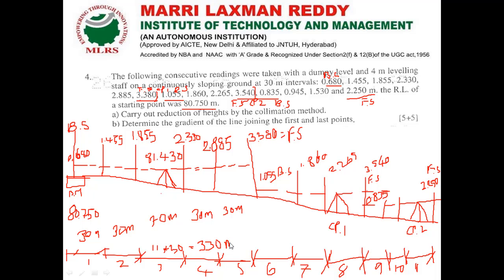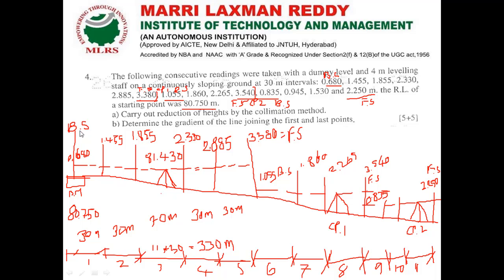They have taken the level, and here they have mentioned gradient. The gradient is nothing but the leveling distance, the RL difference between the first point to the last point divided by the total distance covered. Now we should go for the first question: carry out the reduction of heights by the collimation method.